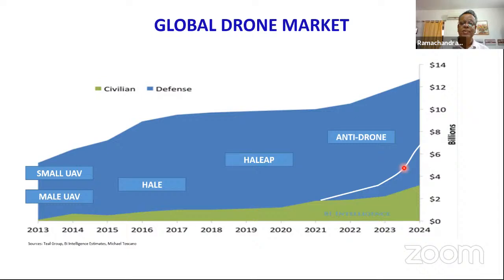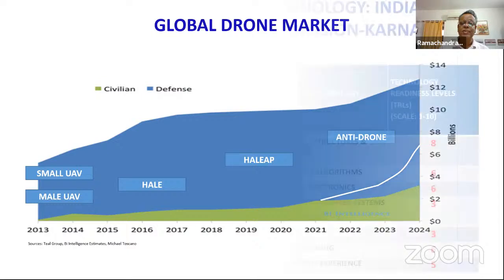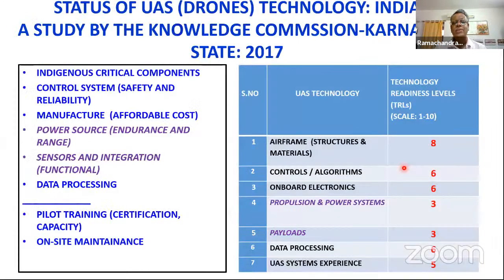And I was, we were a part of the Knowledge Commission of the state government of Karnataka, and the mandate was to look at what is the status of UAS technology, and what can we do to push that. And we looked at several technologies which go into drones. I have tried to divide that into 7 subsystems: airframe structures, controls, algorithms, onboard electronics, propulsion and power systems, payloads, data processing, and UAS system operational experience.